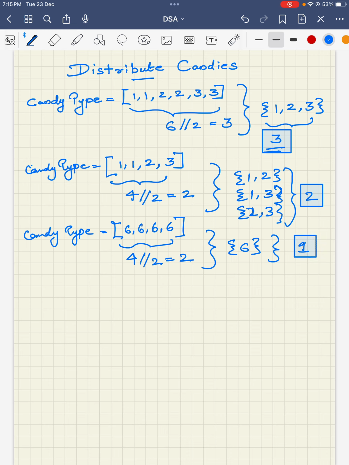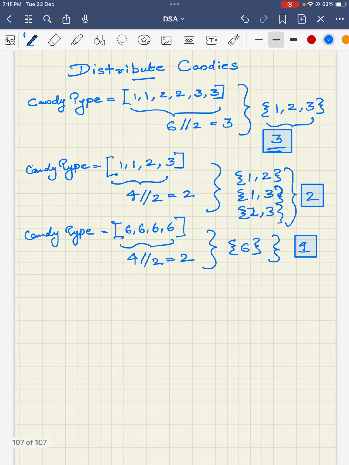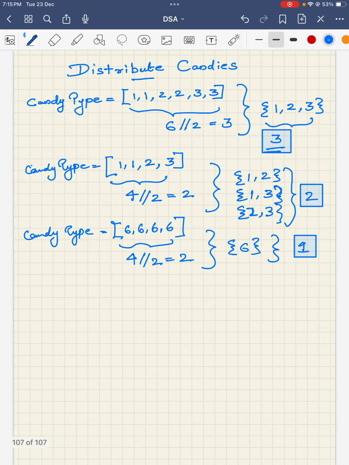So at this point, if you have observed, the selection is either the length of candy type divided by 2, or the number of unique elements or categories. In these two cases, whichever is the minimum would be the answer.